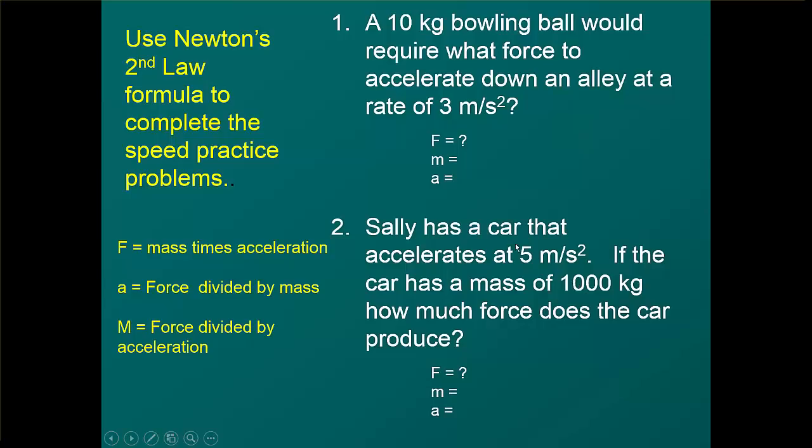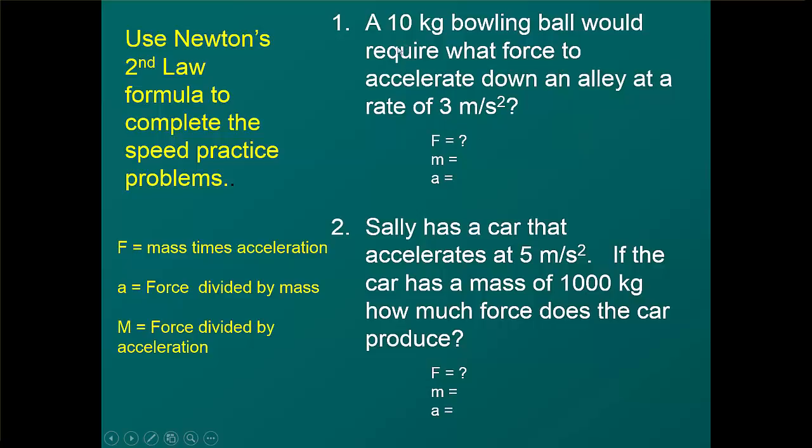All right, so here's a couple more practice problems. A 10 kilogram bowling ball would require what force to accelerate down an alley at a rate of 3 meters per second squared? Now, the first thing you do when you have a word problem is you figure out what they are asking you. All right, it wants to know what force. So I would underline that force. Okay, I'm trying to calculate force.